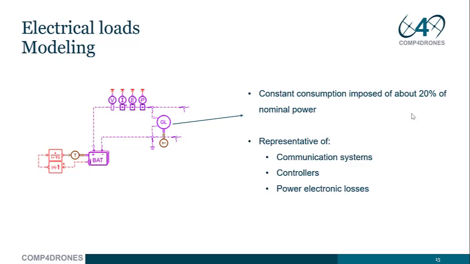For the modeling of the electrical loads other than the electric motors, such as communication systems, controllers, and other power electronic losses, we imposed a constant power consumption, which is roughly about 20% of the nominal power.